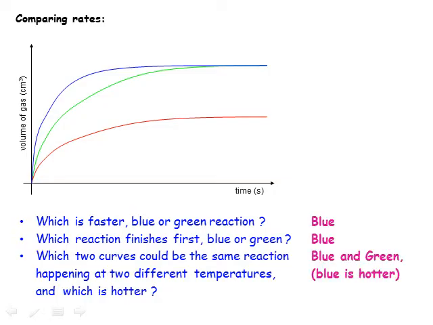The fastest reaction is the one with the steepest gradient, the blue one. The reaction which finishes first is the one that becomes flat with a gradient of 0 soonest. Again, this is the blue curve.